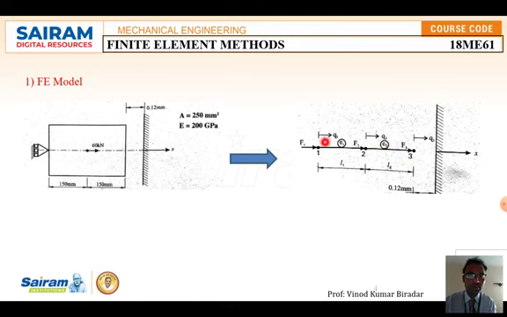Q1 is the displacement at node number 1, and the displacement at node number 2 is Q2. Force F1 is acting here, force F2 here, and force F3 here. L1 and L2 are the element lengths, and the distance gap is 0.12. This is the finite element model for the given problem.